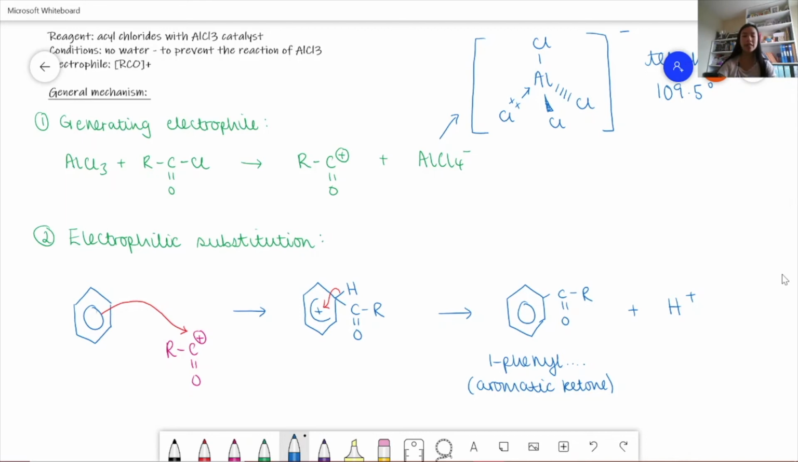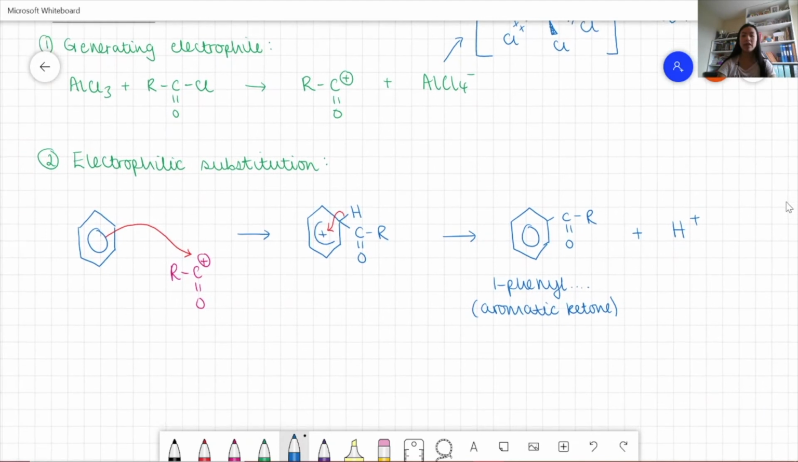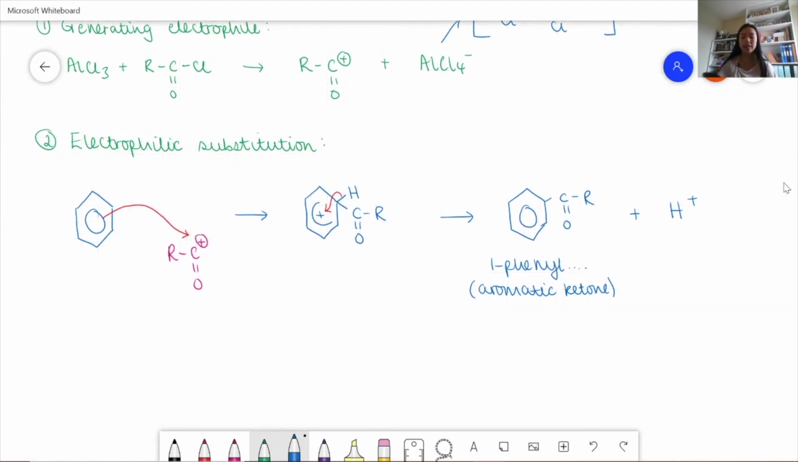And so now the last step is regenerating the catalyst. And we always have to remember to do this step at the end. Also, this can come up quite a lot in exam questions, asking you why aluminium chloride is a catalyst, or prove that aluminium chloride is a catalyst. And all you need to do is generate the electrophile from the catalyst, and then regenerate it at the end.